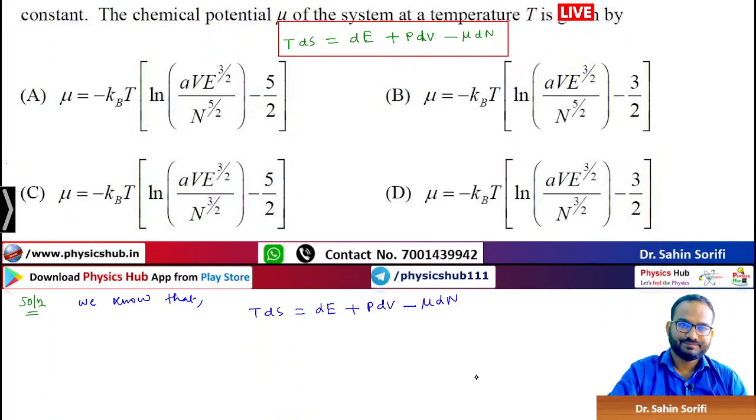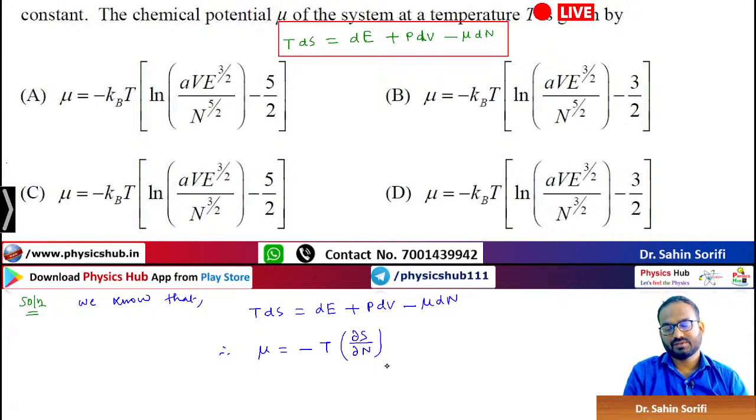This one we know. If you want to calculate, let's say, mu, what will it be? Minus T, del S by del N. Now what do you have to keep constant to make dU equal to 0? You have to keep T constant, or E constant, and you have to keep V constant. Then we can write this formula, otherwise not.